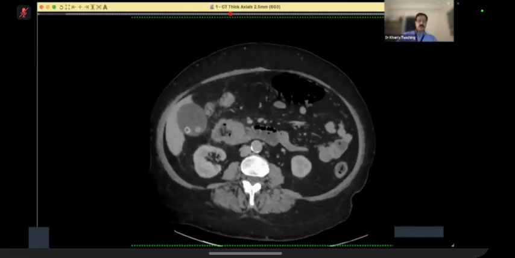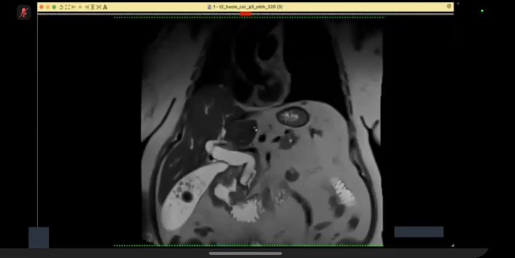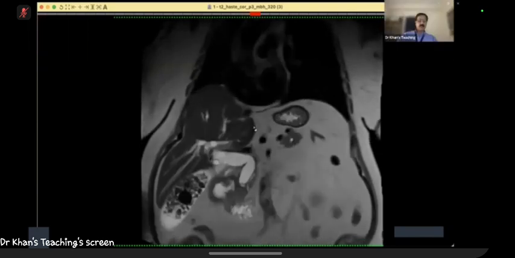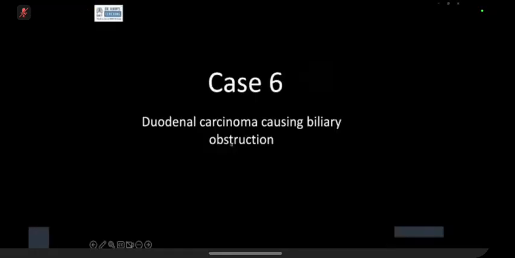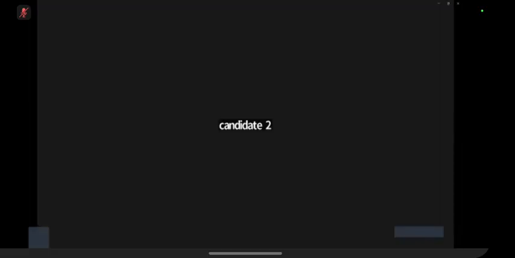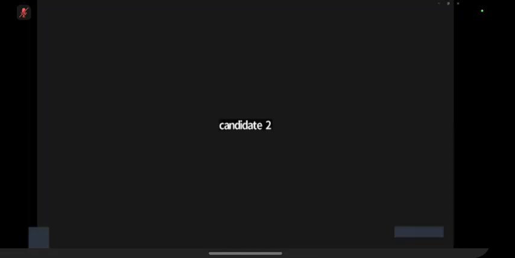Right. Okay. Thank you. This is a duodenal carcinoma. The key thing is what is the epicenter of the lesion? This is a duodenal carcinoma causing biliary obstruction. The key thing is the epicenter of the lesion, and that is the thought process which is being checked in this case.